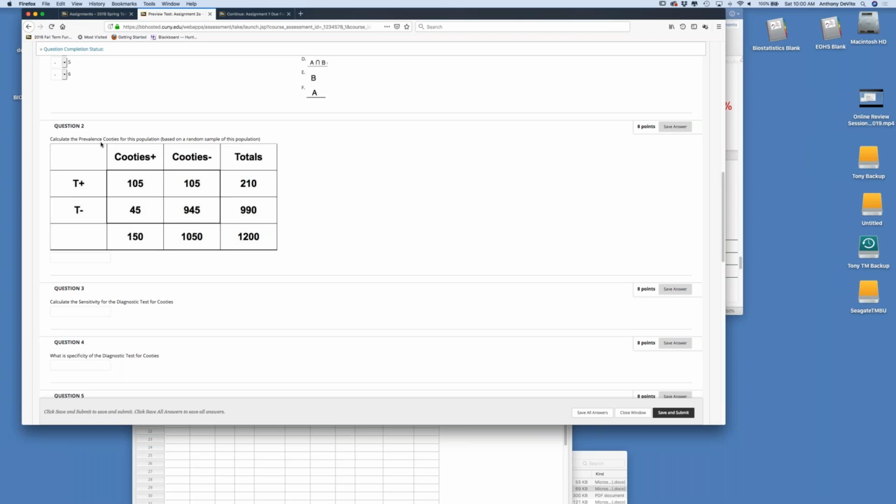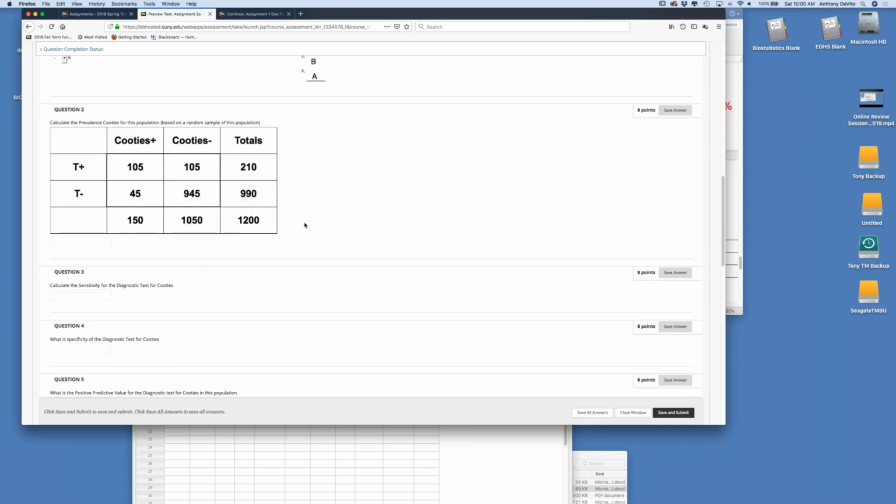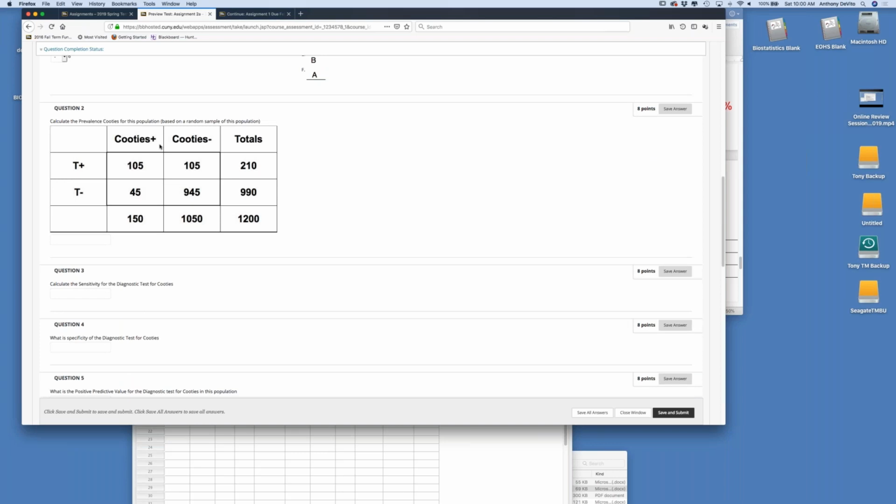Okay, calculate the prevalence of cooties for this population based on a random sample in this population. It says a random sample took 1,200 people from this population, and you broke it up into this contingency table, organized so that people who have the disease are listed in the first vertical column. People who don't have the disease are listed in the second vertical column.